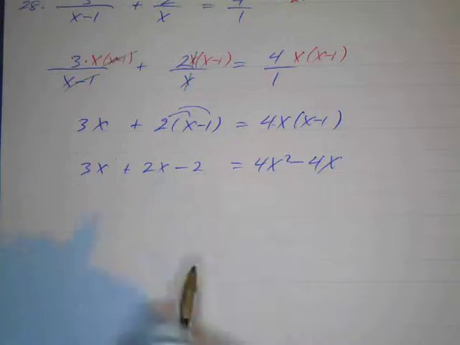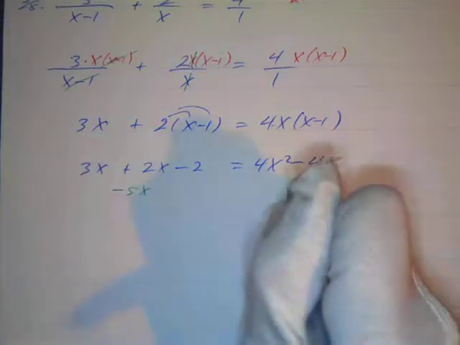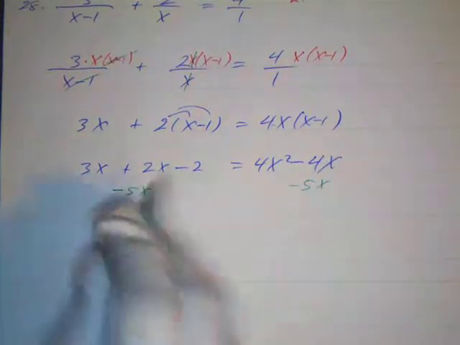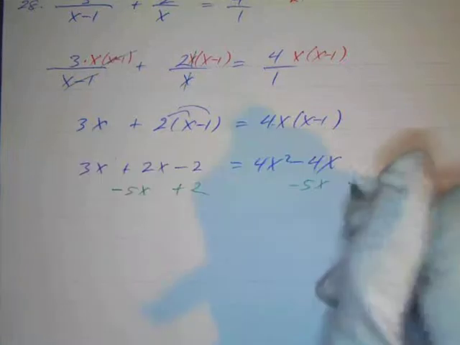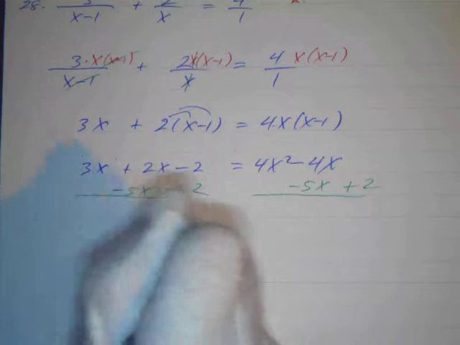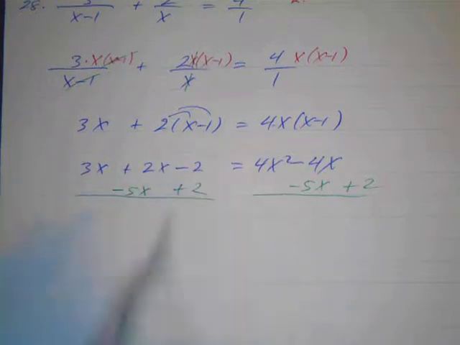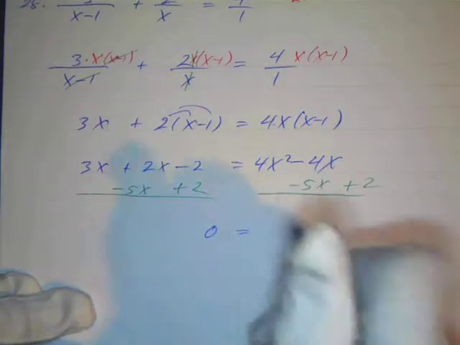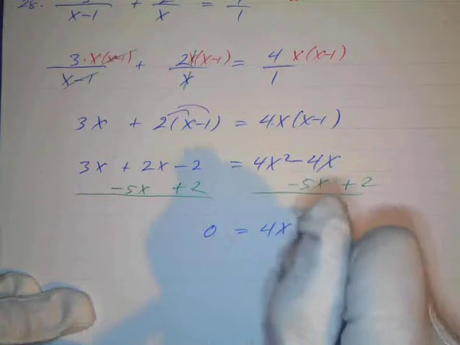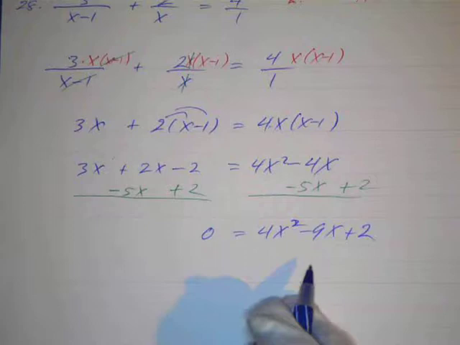We can first of all add these. 3x plus 2x is 5x. So what I could do is I could subtract 5x from both sides. So if I subtract 5x from this side and 5x from that side, that's going to make this 0. And then I could also add 2 to both sides. So I can do this in one step. 3x plus 2x is 5x. 5x minus 5x is 0. And negative 2 plus 2 is 0. So I just have 0 on the left. And that equals 4x squared minus 9x plus 2. So this is my quadratic equation. I want to solve it.